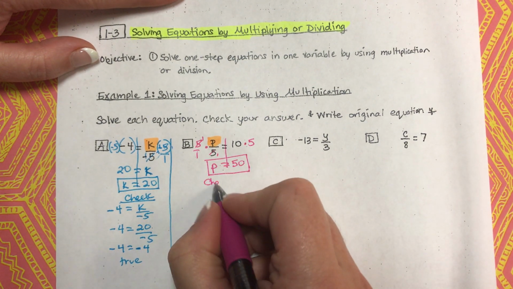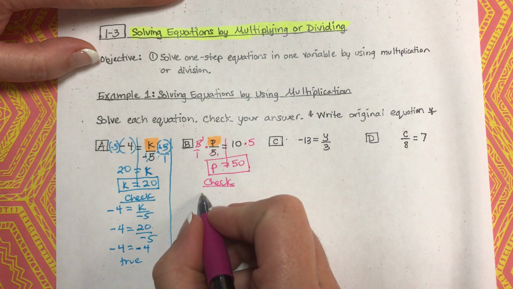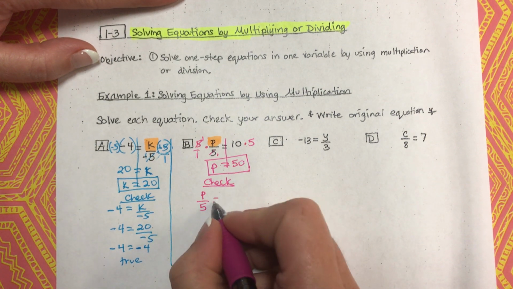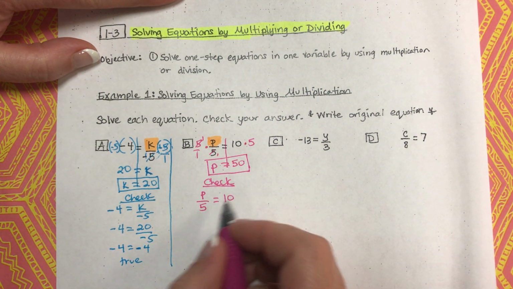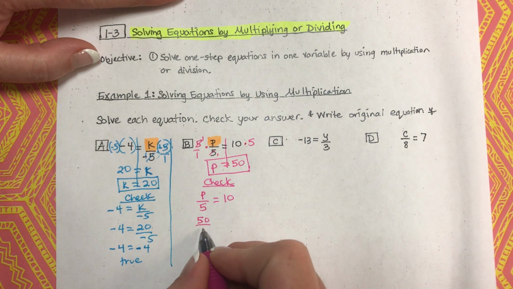And so we're going to check our answer by writing the original equation, just how it is. Then we're going to substitute that 50 in for p. So the next step would be this.